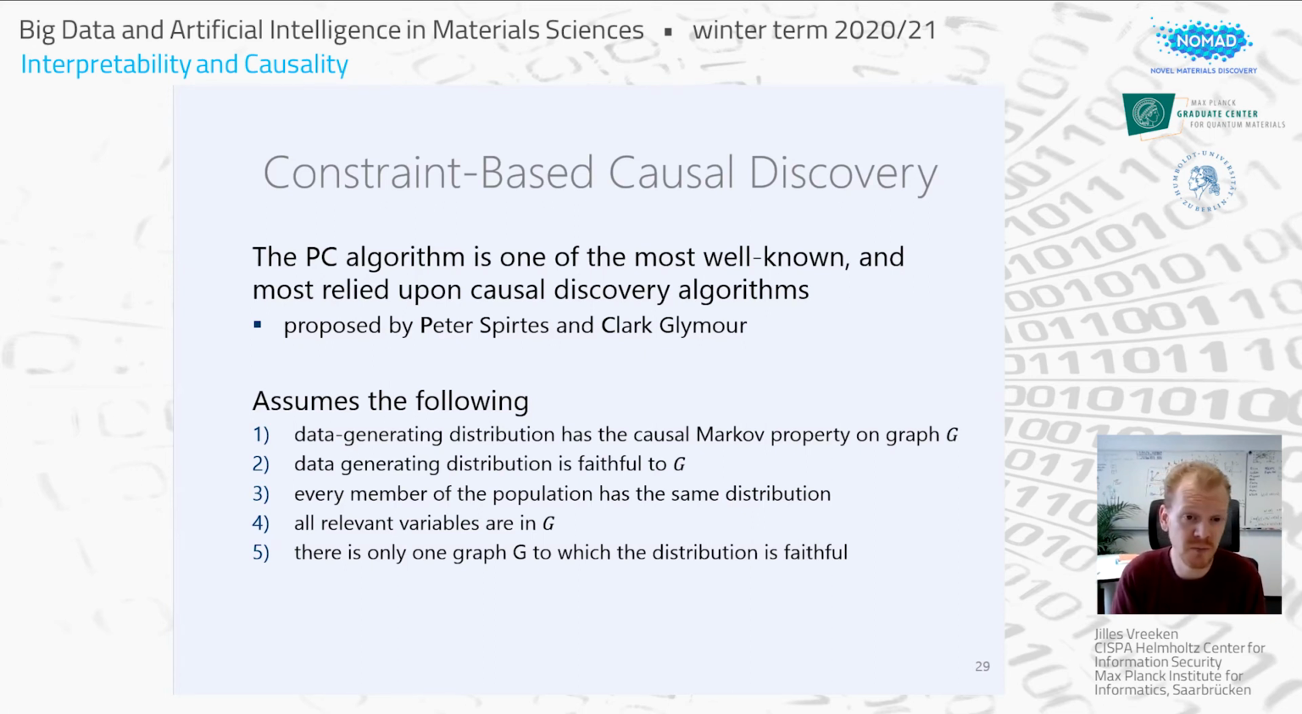This is a very strong assumption. Basically it means that this algorithm will give you potentially bogus answers if you haven't measured everything relevant. Okay, but we need to assume something, otherwise we're back to rung 1. Yeah, that's the only one graph I'm going to skip.